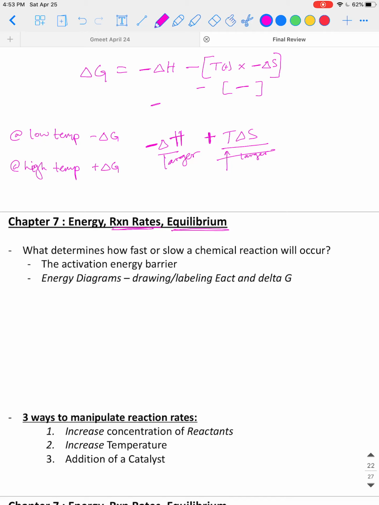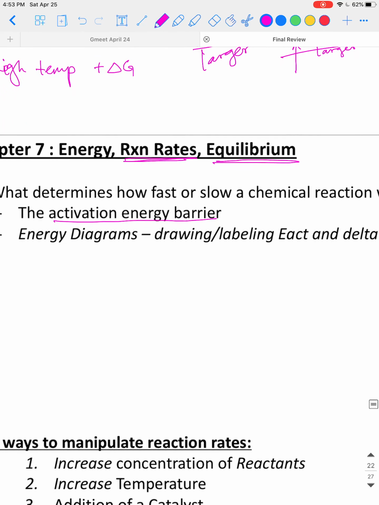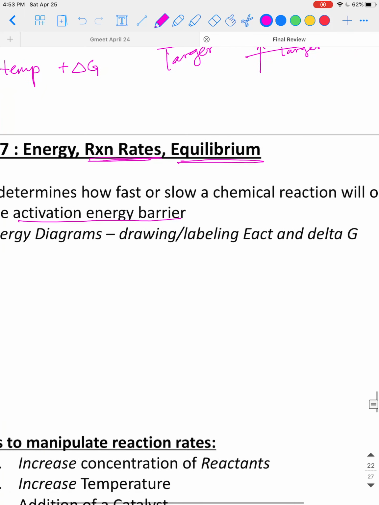We also need to talk about reaction rates and equilibrium. So let's look at rates. A rate is how fast a reaction goes. We know inherently some processes, like decay, are really slow. Other processes, like metabolism or certain reactions in our body, happen incredibly fast. So what determines how fast or slow a chemical reaction will occur? It all has to do with the activation energy barrier.